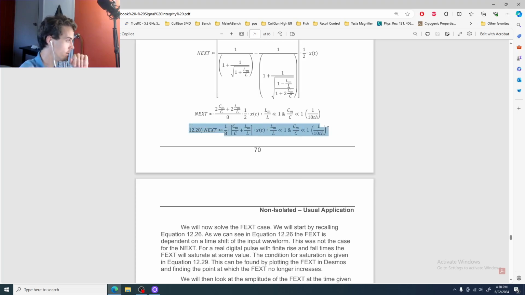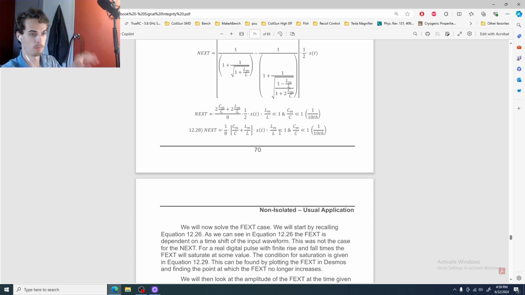This is the near-end crosstalk equation, and it states that the near-end crosstalk is equal to 1/8 multiplied by the ratio of the mutual capacitance to the capacitance plus the ratio of the mutual inductance to the inductance. This assumes that these ratios are much less than 1. Below 1/10 is good. And this just assumes loose coupling.